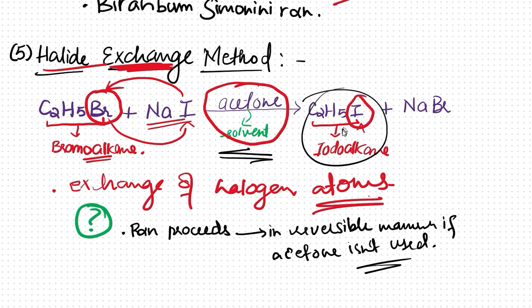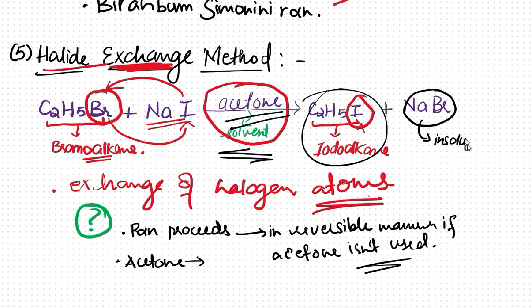We want it to proceed irreversibly so that we can get haloalkane as a product, because that is what we are aiming for. We are preparing haloalkane, so we want our haloalkane as a product. We do not want it to go back to the reactant. That is why we have to make it irreversible, and we use acetone as a solvent to make it irreversible. I'll also tell you why. The answer is simple. When acetone is used, first of all look at sodium bromide.